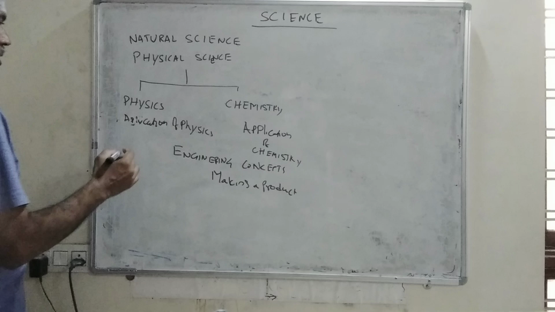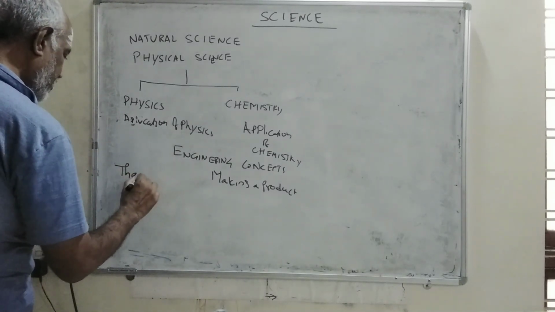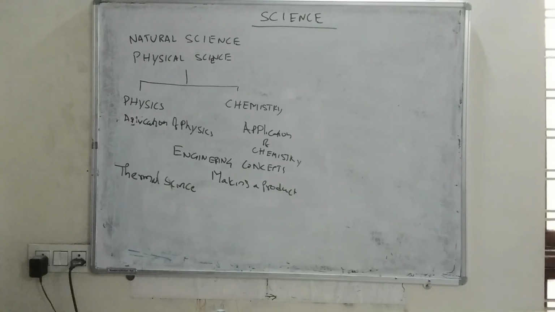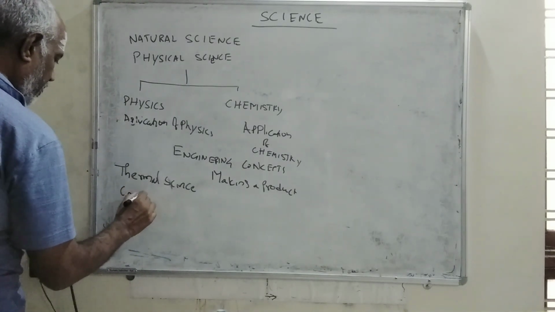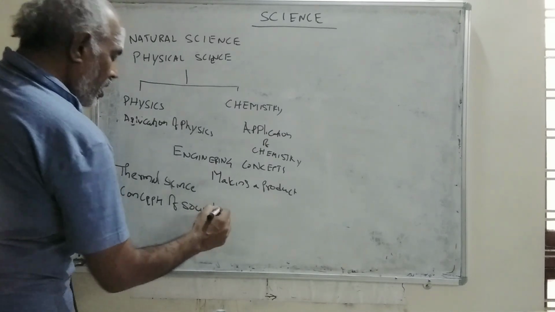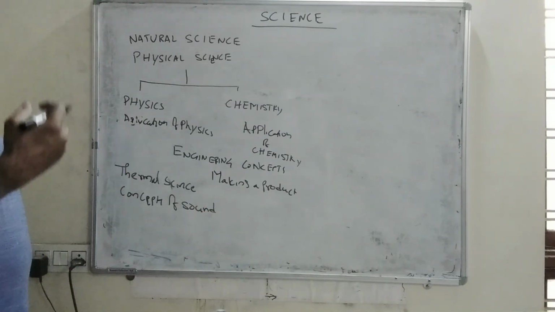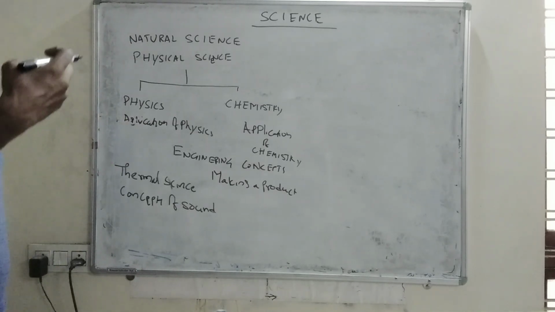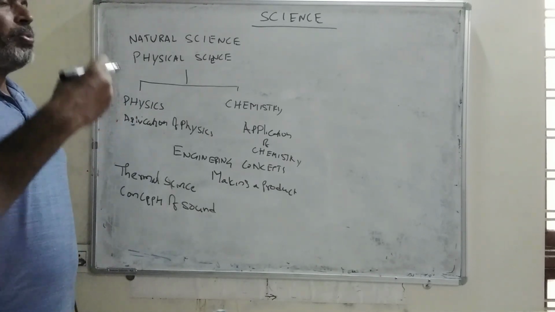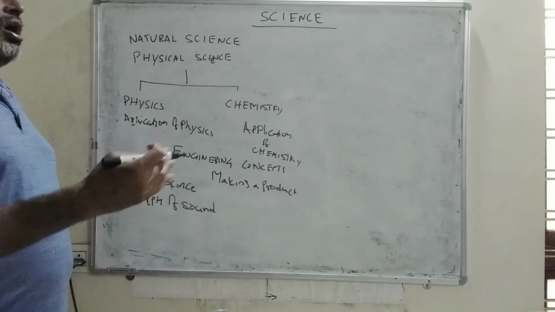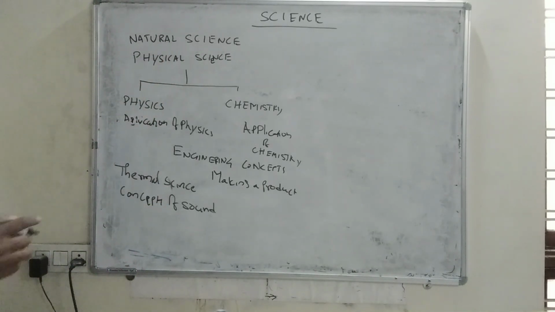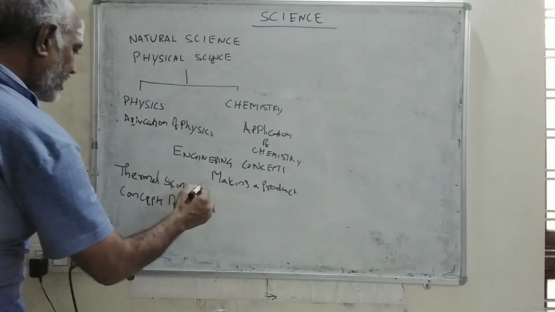Now, in physics, we have thermal science. Concepts of sound. That means, if I am making a sound here, how much distance this sound can propagate and what is the receiver's ability of this origin sound. Up to what distance the sound can reach a human being or other living objects. That is the concept of sound. And thermal science is heat.